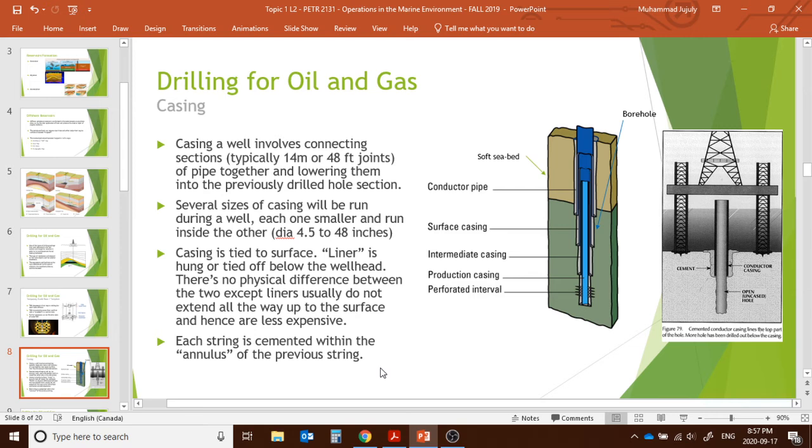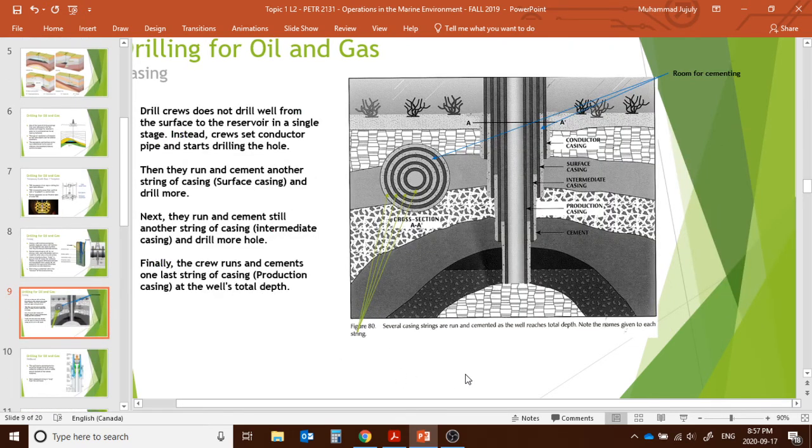So I guess now you understand how this casing works. As I said, it's the top view, and this picture really explains well how the casing works. The biggest one is the conductor casing. At first the conductor casing, and when everything is stable, after that we put the surface casing, then the intermediate casing, and finally the production casing.